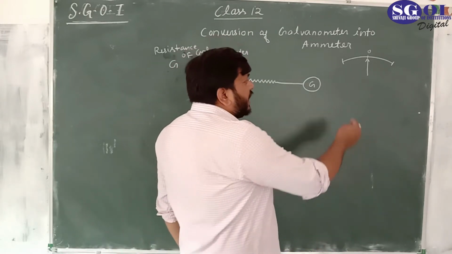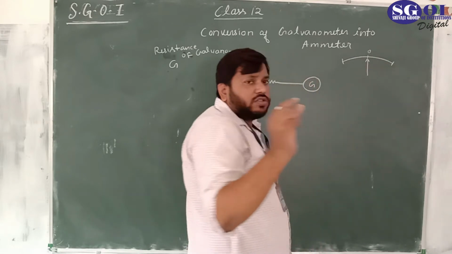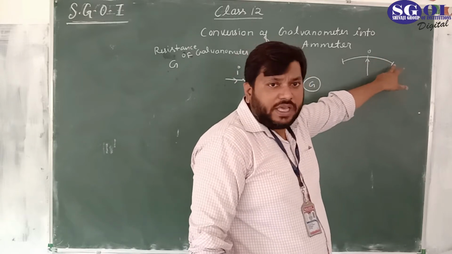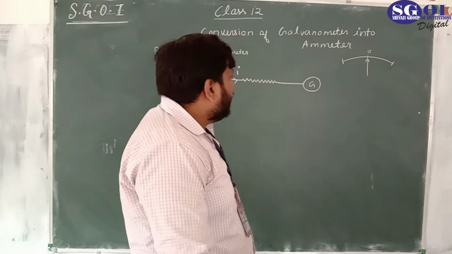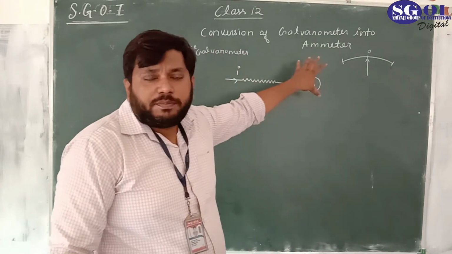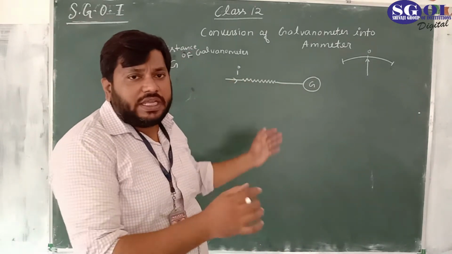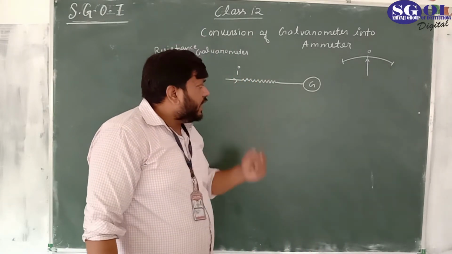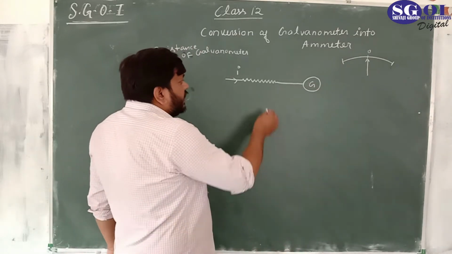If the current is very large, the pointer may try to go further, but because of the stop pin, the pin applies a force on the pointer to stop it here. So the pointer would be damaged by the stop pin, and in that situation we cannot attach the galvanometer in any circuit with any current. So we first have to define the range of the galvanometer, and we know that G is the resistance of the galvanometer.